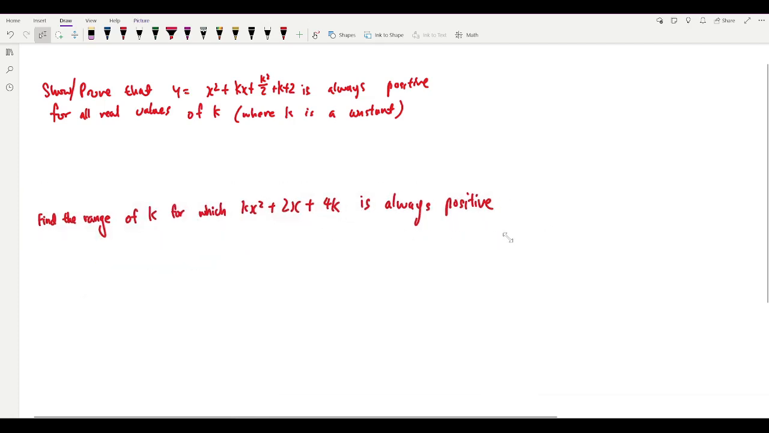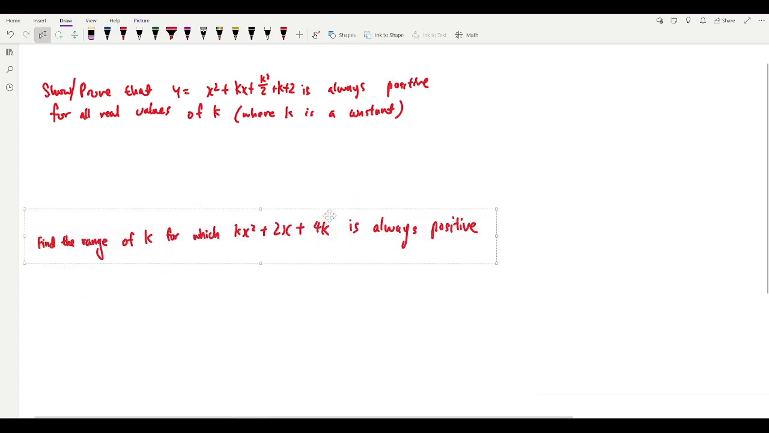Okay, it pays to spend some time to really understand why they are different, because a lot of people get confused between the two and end up using the wrong solution for both. So how are these two questions different? Let's look at the first question. I say show or prove that y equals that whole equation is always positive for all real values of k. And in the question below, it says find the range of k for which that equation is always positive. So you can see how it is confusing, right? These two questions sound almost exactly the same. Therefore, everybody gets confused.